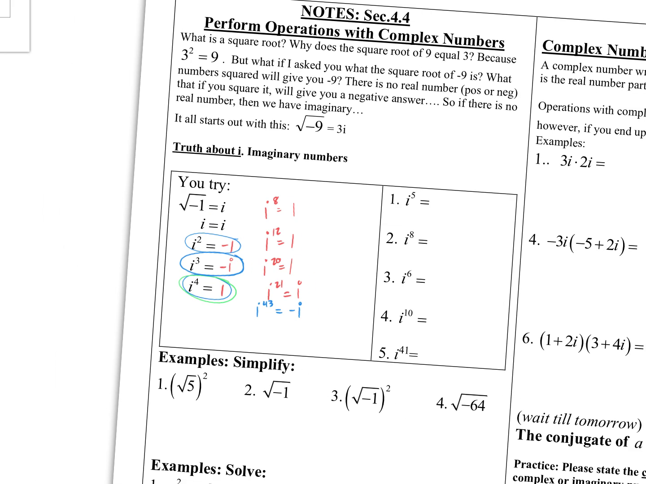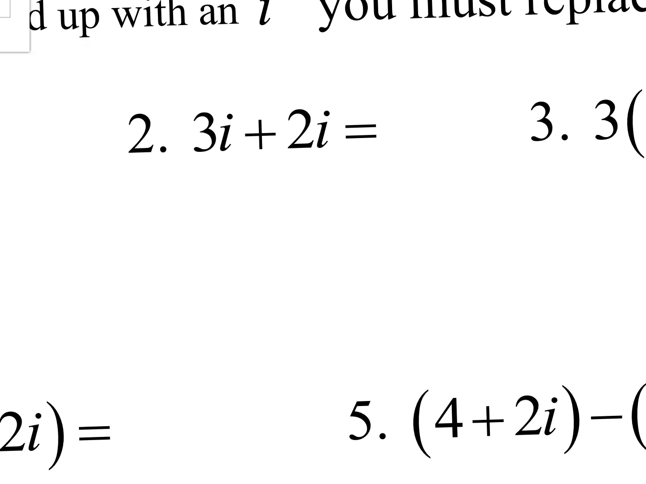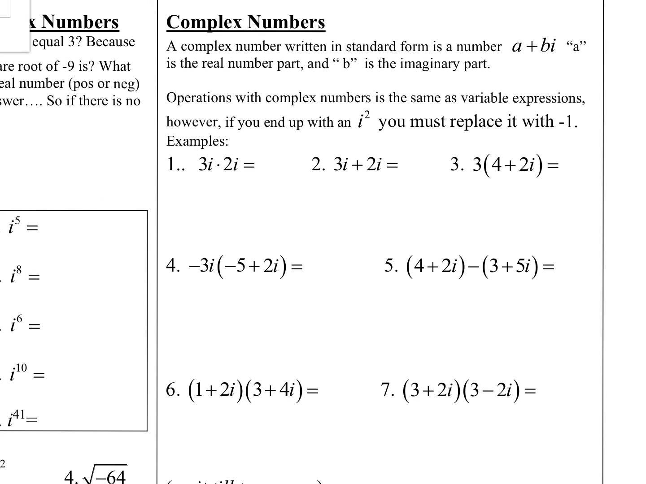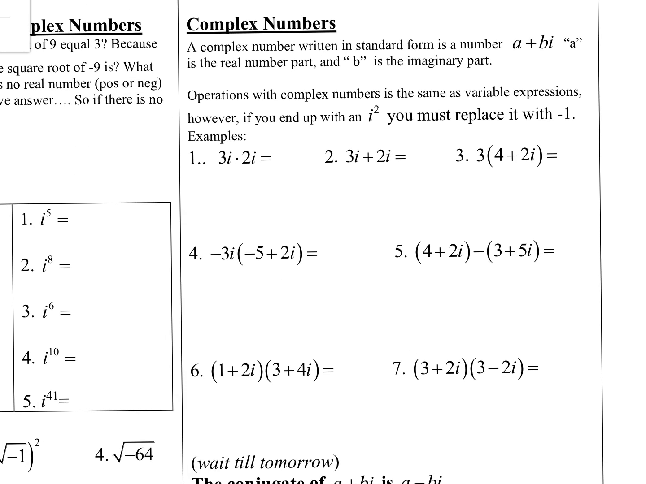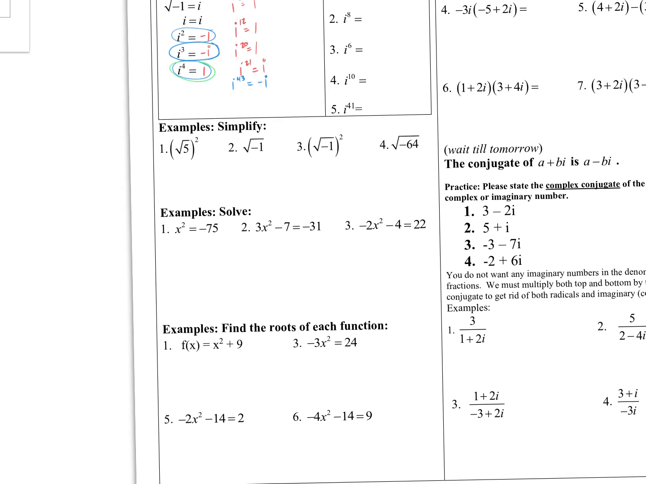We also learned that you simplify expressions with i just the way you would simplify expressions with any variable like x. So if this was a 3x plus 2x, the answer would be 5x. In this case, 3i plus 2i is 5i. The only difference is that if you ever multiplied the 2 i's together and you get i squared, then you'd have to replace the i squared with the -1. Okay, we did that yesterday. And what else did we cover this week?